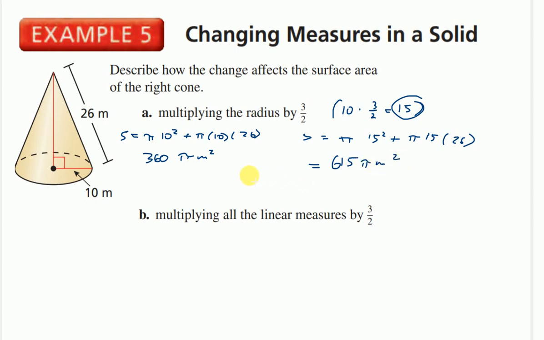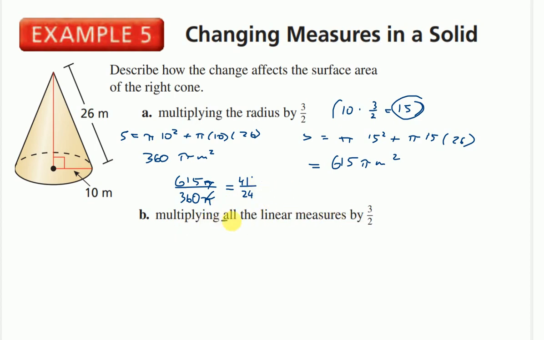If I want to see how it affects the surface area from the original one, then I could put the new over the original, 615 pi over 360 pi. Pi cancels out, so I'm left with 615 over 360. That simplifies down to 41 over 24. So it's 41 over 24 times the original surface area.